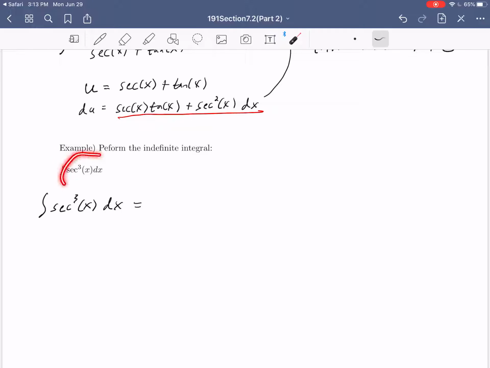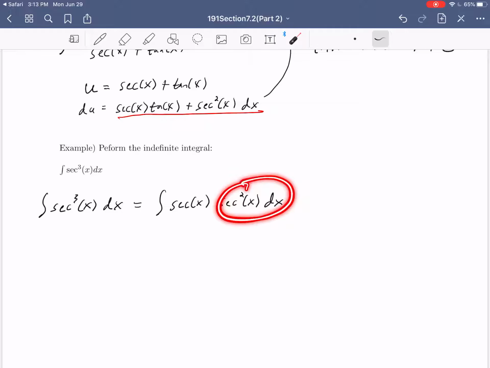So what we're going to try to do is take this secant cubed. We know there's not much to do with it, but we could certainly break it up a little bit. Let's think about it as secant x, secant squared dx. Certainly we can do that. Now, we could try to change this secant squared into 1 plus tangent squared, but then notice we don't have enough other secants to do a u substitution, so we probably don't want to use our Pythagorean identity.